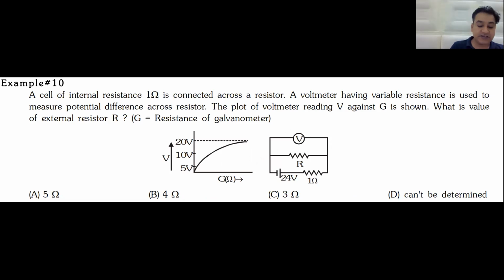A cell of internal resistance 1 ohm is connected across the resistor, as you can see. A voltmeter having variable resistance is used to measure the potential difference across the resistor. The plot of voltmeter reading V against G is shown. What is the external resistance R? G is the resistance of the galvanometer.